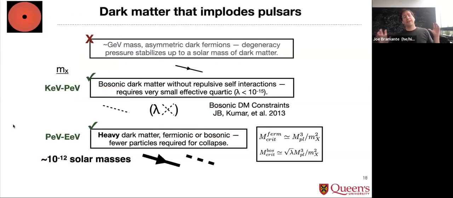So the kind of dark matter that can form these small black holes, which we'll see are going to implode the pulsars, can be KeV to PeV bosonic dark matter, although there are a lot of model considerations for bosons. So we're not going to think about that here. Instead, what we're going to think about is PeV to EeV, or very, very heavy asymmetric dark matter.